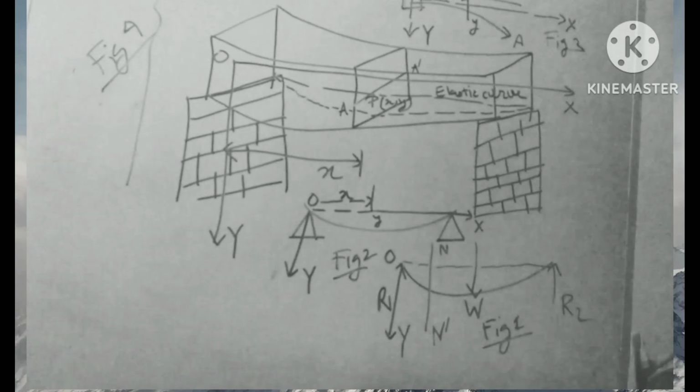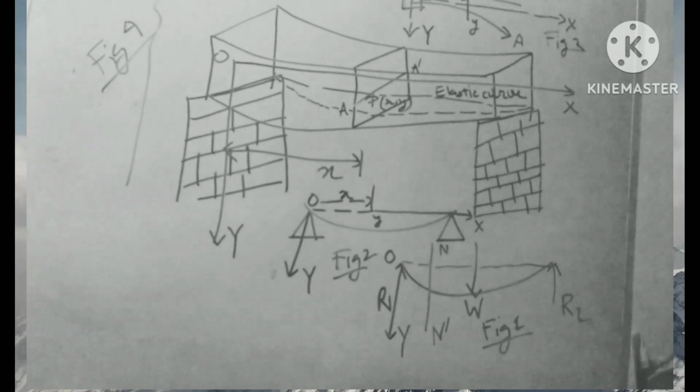The fiber which was initially along the x-axis, the central horizontal axis of the beam, now lies in the neutral surface in the form of a curve called the deflection curve or elastic curve. We shall encounter a differential equation while finding the equation of the curve.